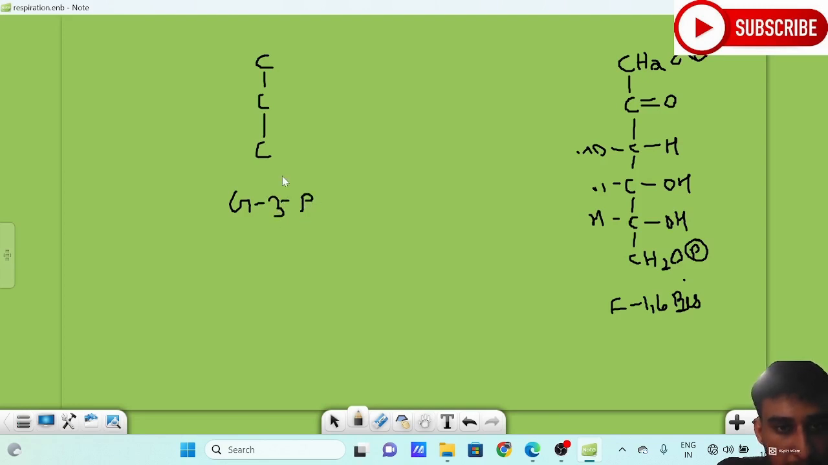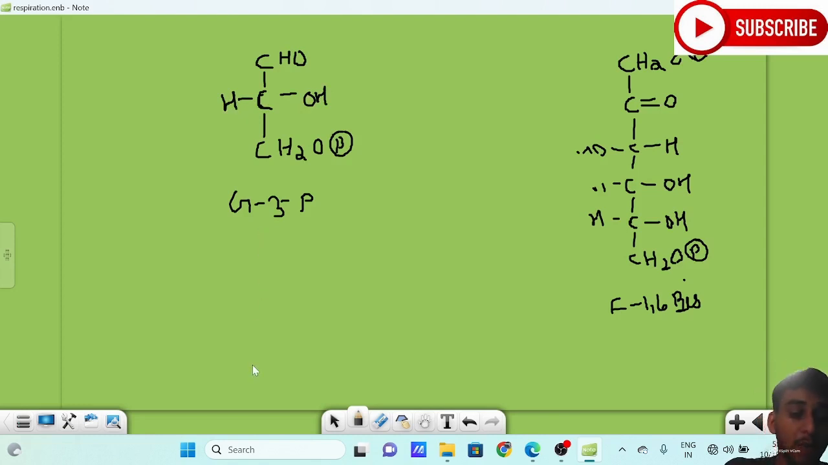I am going to draw glyceraldehyde 3-phosphate. It has an aldehyde group, so CHO, CH2OP. Actually, if the phosphate was not there, it would be CH2OH, which is glyceraldehyde. OH, H. This is glyceraldehyde 3-phosphate, and the next compound is DHAP, dihydroxyacetone phosphate.